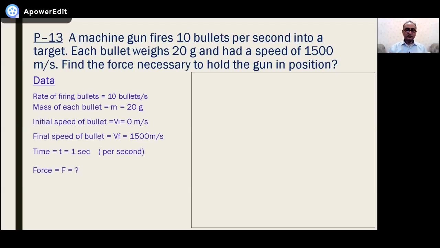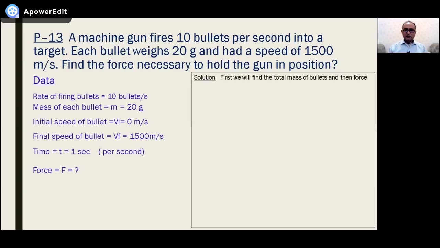Okay, and what is the question? What is the task here? We will find the value of the force. Clear? Machine gun firing 10 bullets per second. Mass of each bullet is 20 gram. The speed is 1500, that is the final speed. Initial speed is supposed to be 0. Time is 1 second and force is there.